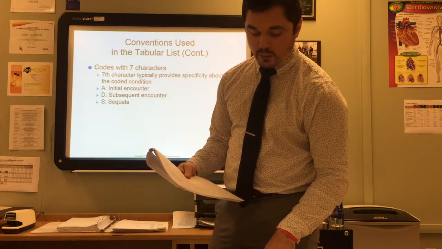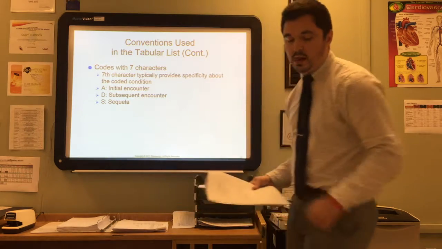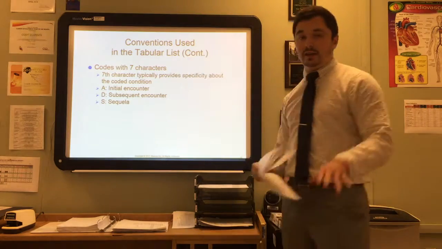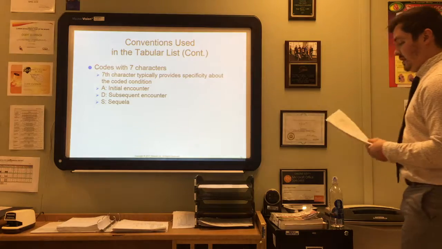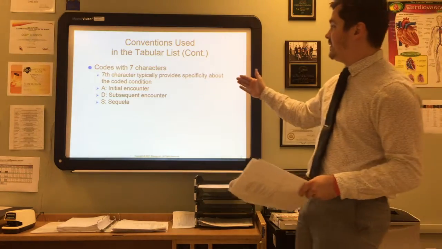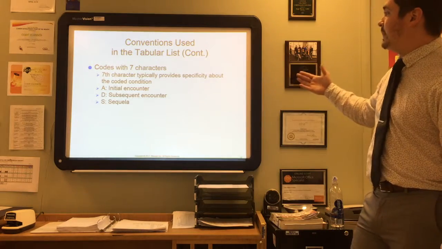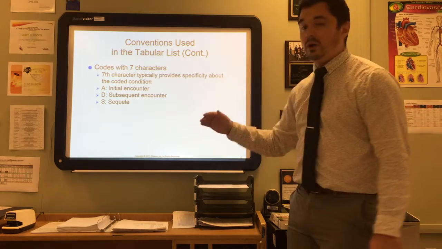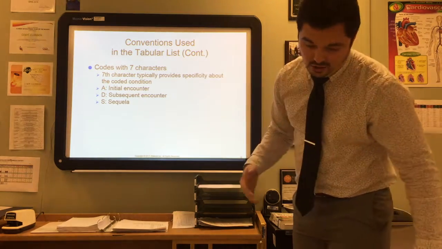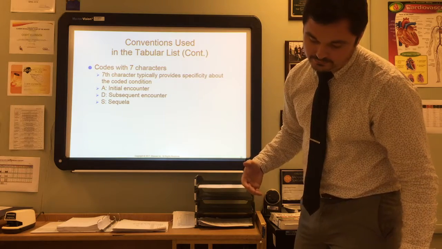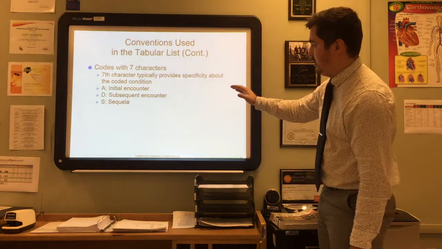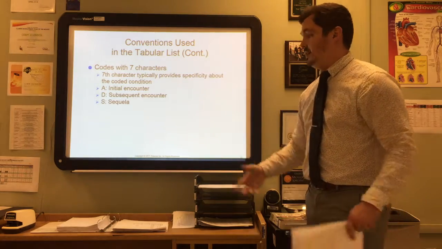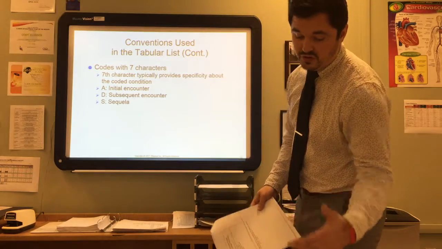So at the very bottom left-hand corner of page 261, you'll see basically the same thing typed up there. So basically there are 7 codes with 7 characters. The 7th character typically provides specificity about the coded condition. So A, D, and S, you have your initial encounter, your subsequent encounter, and then your sequela. So just read about those.